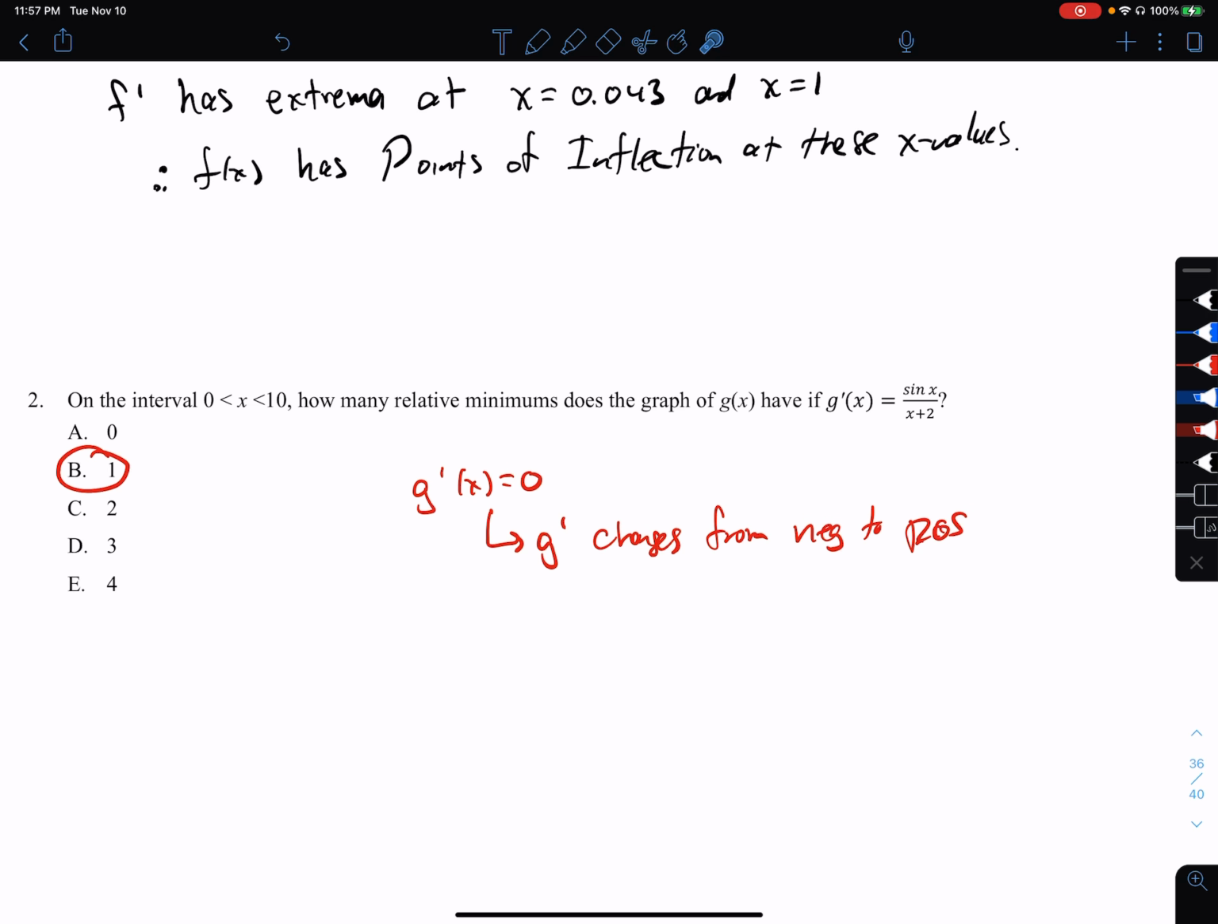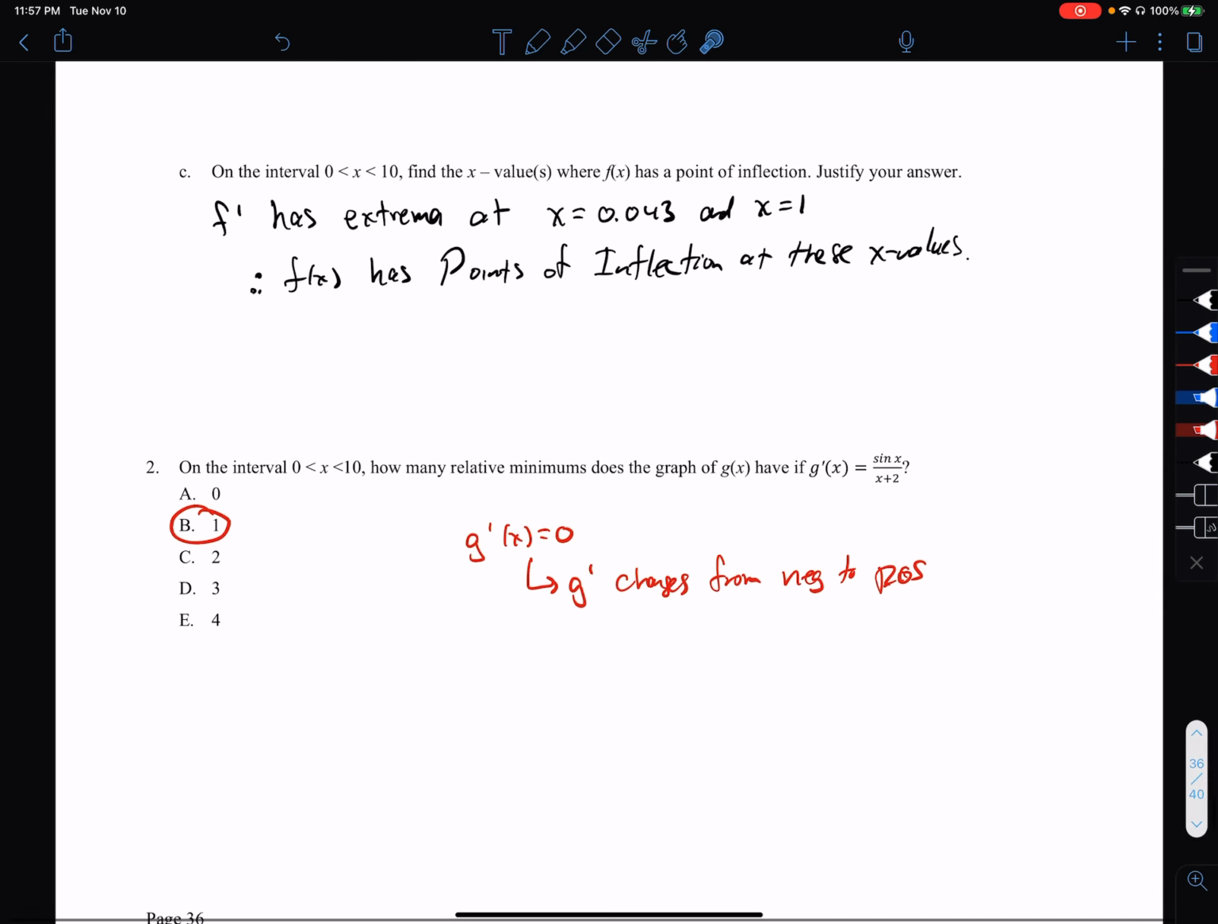If it asks for a relative extrema, it would be 3. But the number of times where it changes from negative to positive is only once, so that answer is going to be 1.